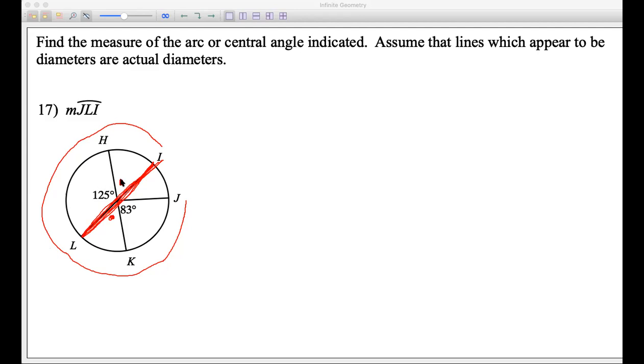Therefore, how many degrees in a straight line? Therefore, how big is the red dot? 65. I'm sorry, 55. You're right. All right, 55. Therefore, the other side is 55 as well. Therefore, how big is the major arc? You're the one that told me it's a straight line, right? How many degrees in a straight line? What's 180 minus 125? That's why it's 55. So therefore, how big is the major arc?